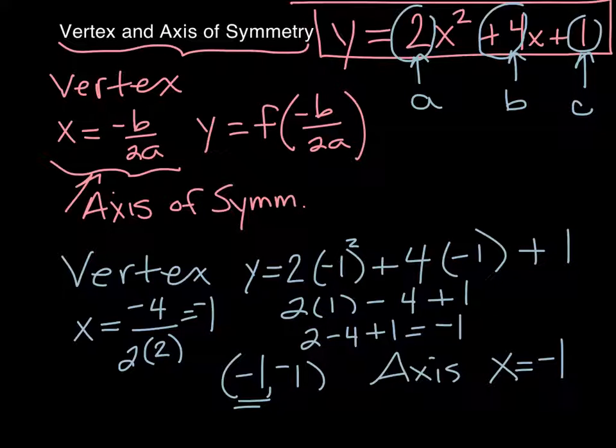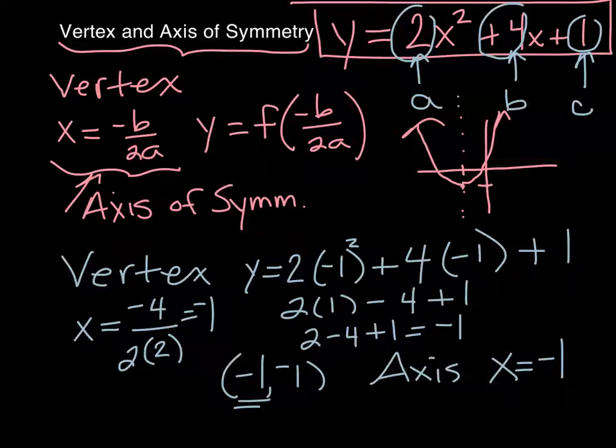What would that graph look like? Well, we know it's going to open up because our a is positive. It's going to have an axis of symmetry at x equals negative 1, and at negative 1 is our vertex, so it's going to look like this. So something else we might want to know is some additional points, and we'll do that on our next example.